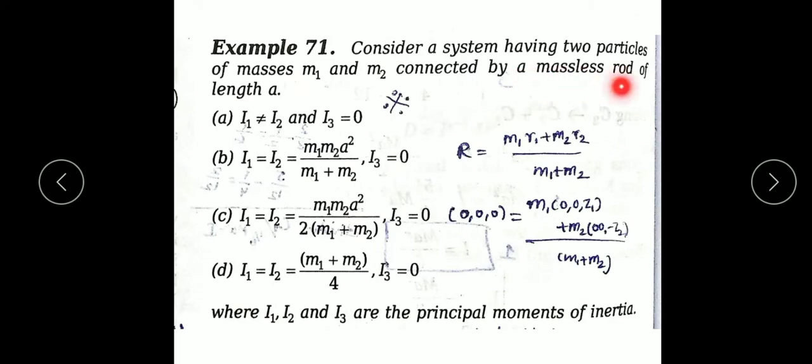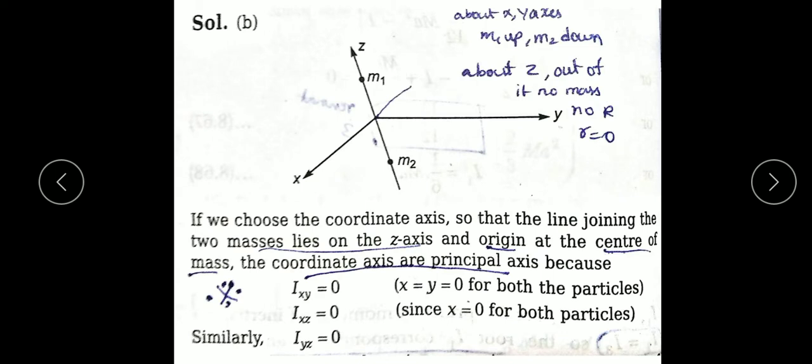Here it is given as a massless rod of length a. They say massless because we need to neglect the mass of this rod, because moment of inertia is nothing but the summation of m r square. So we need to neglect that mass. Here these are the two masses, this is m1 and this is m2, and these two masses are connected with this massless rod of length a. We need to imagine these two masses connected along the z-axis. That means this is m2 and this is m1, connected by a rod lying along the z-axis.